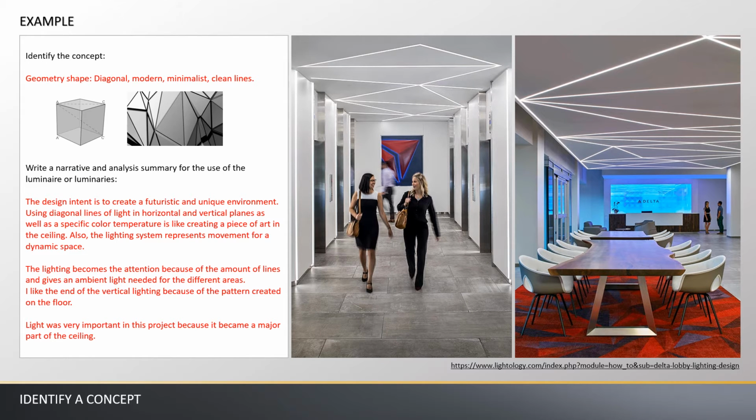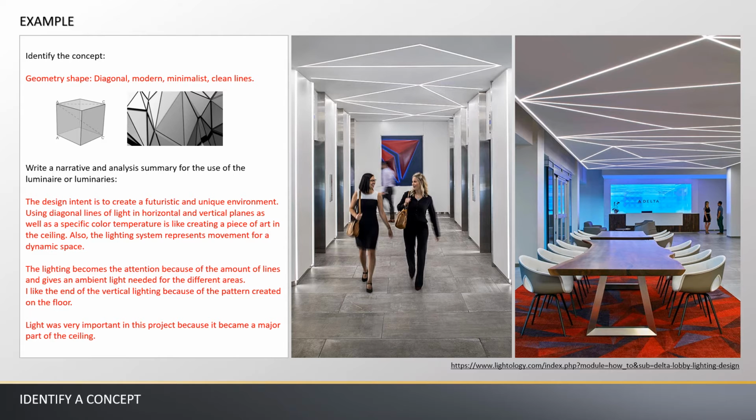Here is an example that I want you to take as a reference, and this is how you identify the concept. First of all, after you find images that help you, and it has to be a well-designed space, you're going to identify the concept, which is what do you see in the space, especially referring to the lighting. In this case, we see geometric shapes, and the most common thing that we see is diagonal lines. You can see this is modern and minimalist. The lines are very skinny and very clean. Then when I identify the concept, I will research a little image that helps me with that concept. In this case, I have an image of diagonal lines.